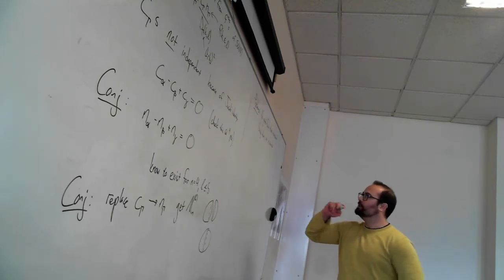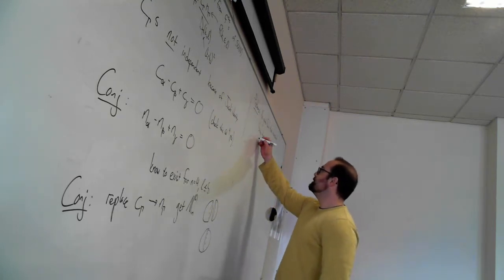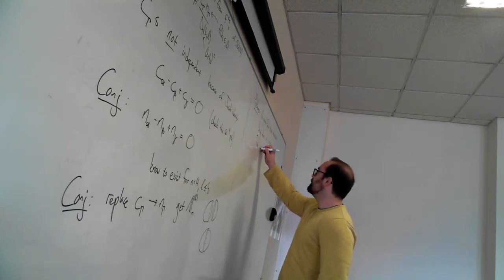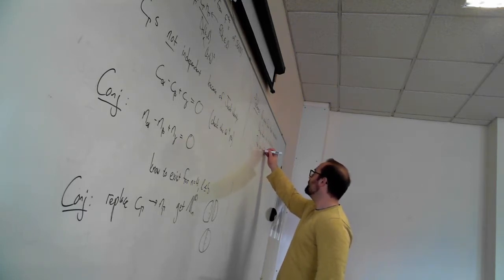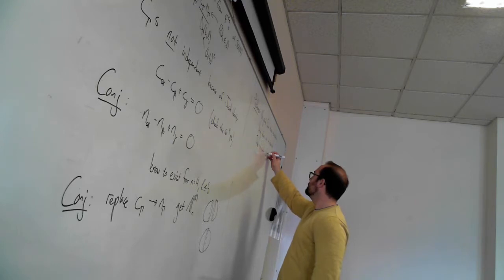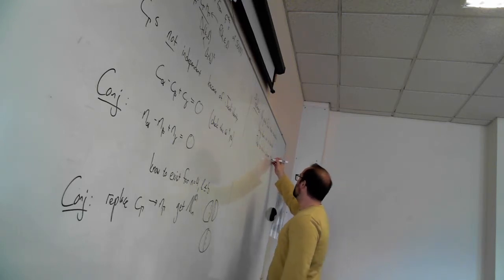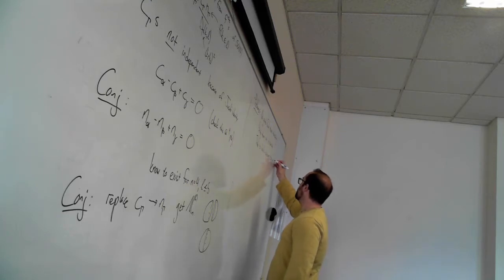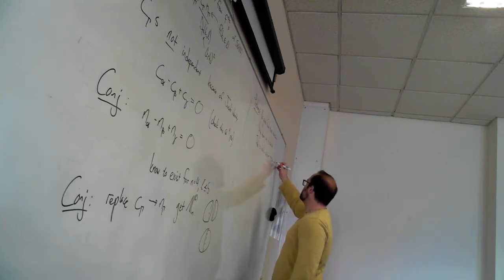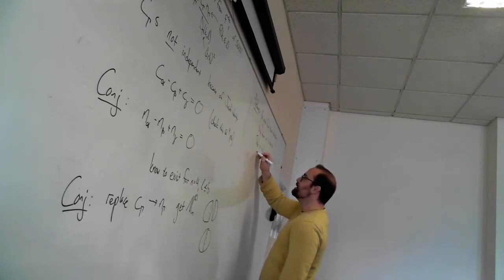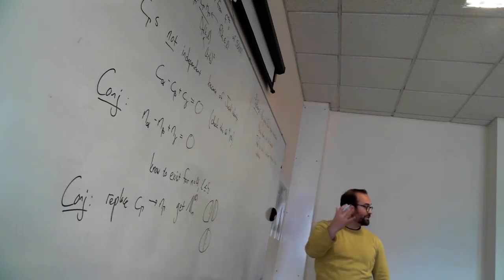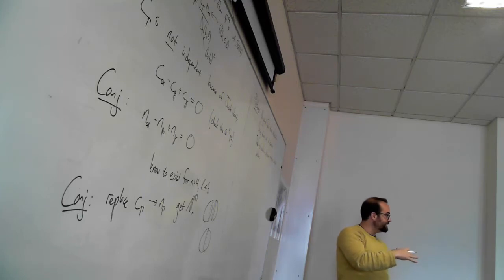Other people have, so some people have tried to build a dictionary for mapping classical solutions in Yang-Mills theory to classical solutions in general relativity.